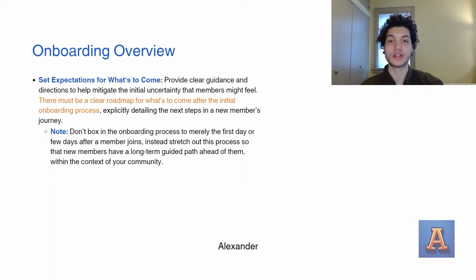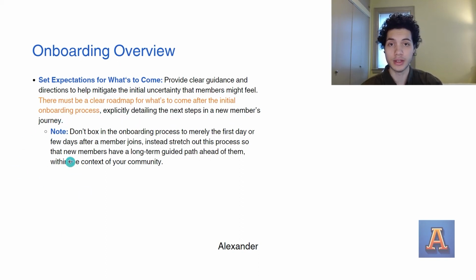In this next section, we'll be covering the next steps for your member after the 3 initial onboarding objectives, which we covered in the previous slide. So set expectations for what's to come. Provide clear guidance and directions to help mitigate the initial uncertainty that members might feel. There must be a clear roadmap for what's to come after the initial onboarding process, explicitly detailing the next steps in a new member's journey.